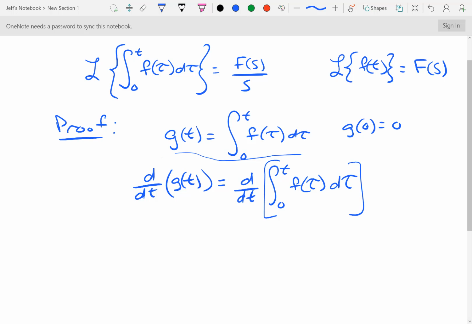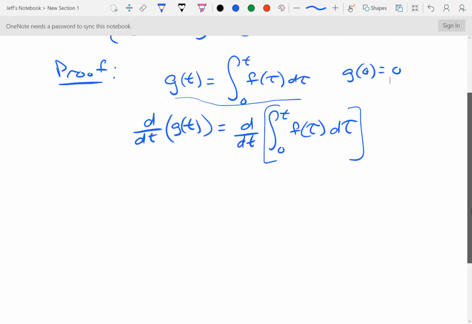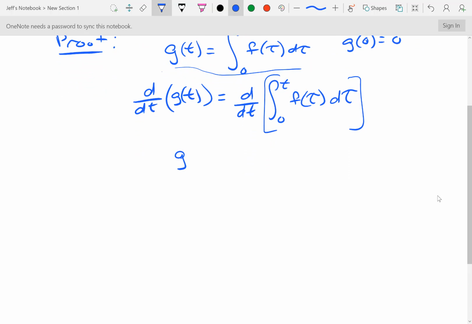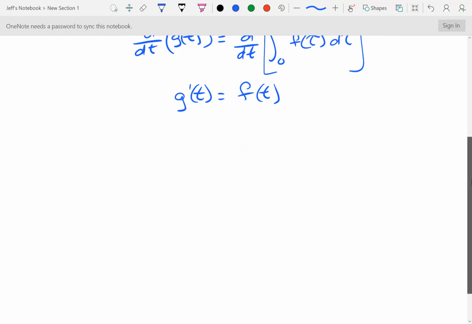Okay, so now when I take the derivative of both sides of this, I will get on the left side g prime of t, and on the right side, I am going to get f of t. That is taking the derivative of the function that is defined in terms of the integral. That's straight from the fundamental theorem of calculus.